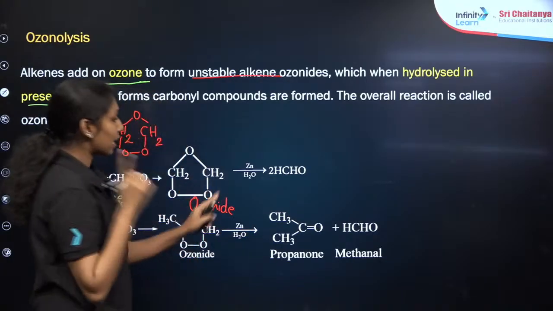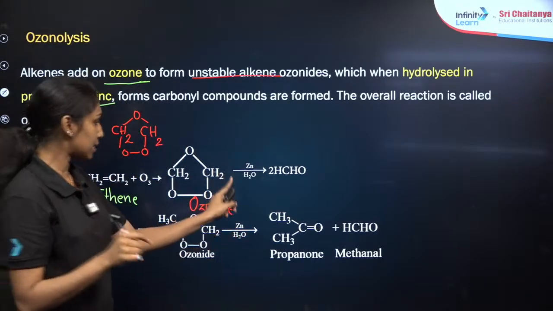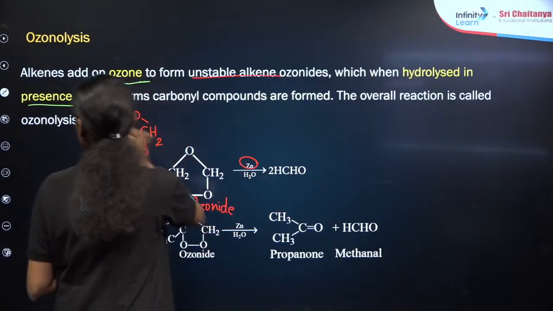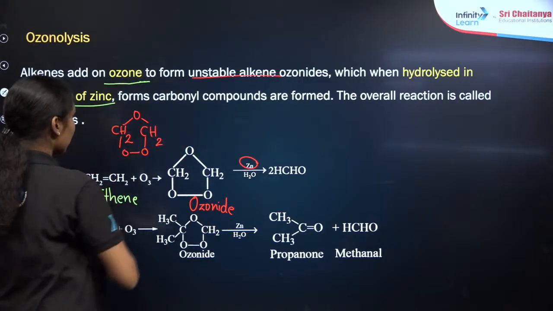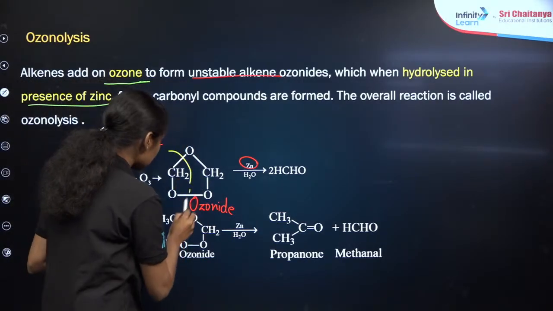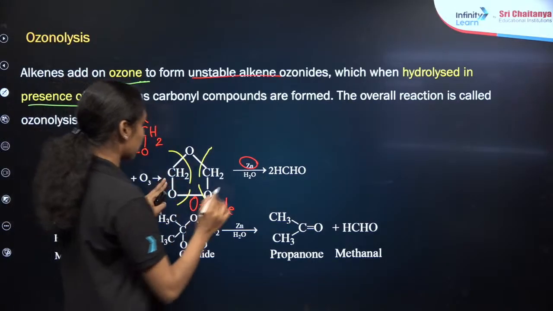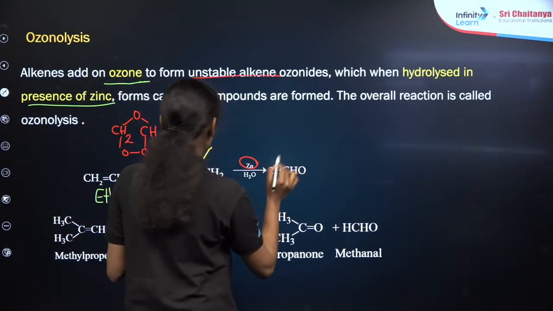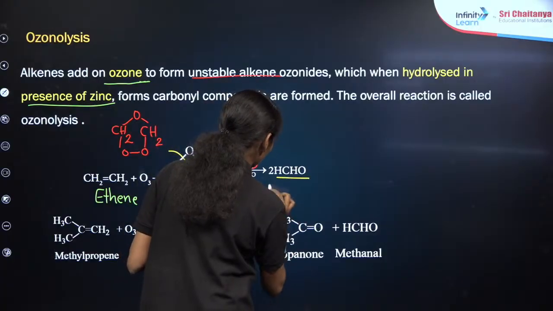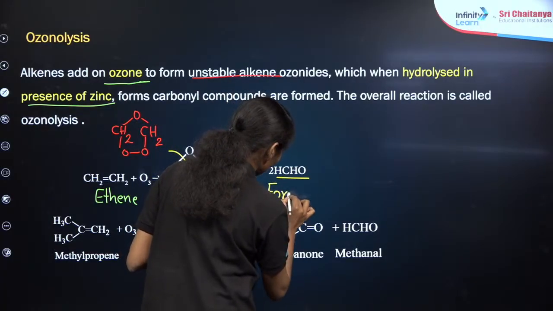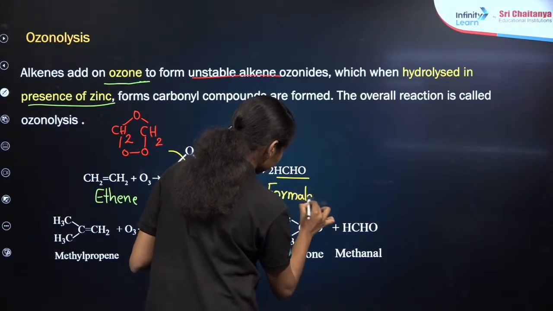Then after that, we are adding a water molecule, hydrolyzing in the presence of zinc. What we are observing? This will break like this to form 2 HCHO molecules. This is known as formaldehyde.